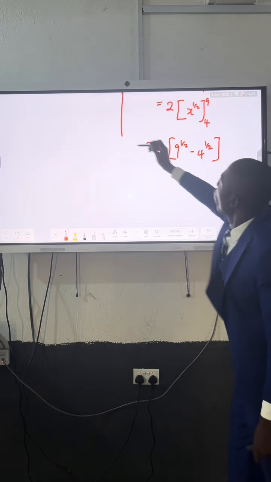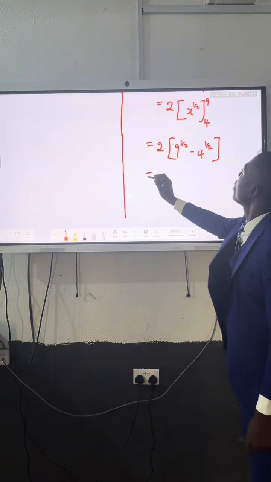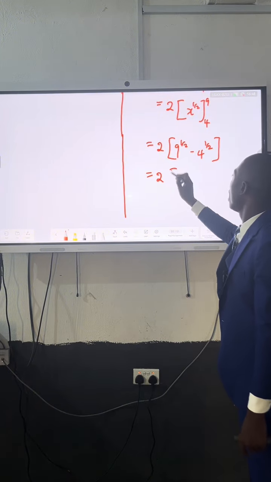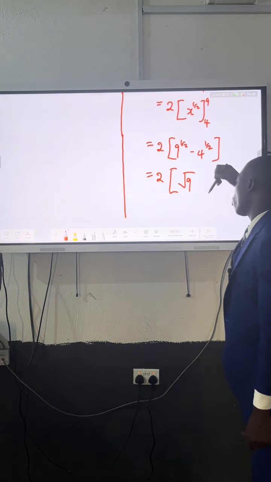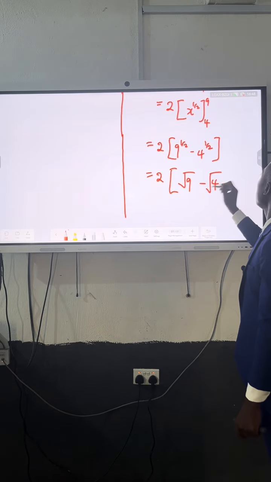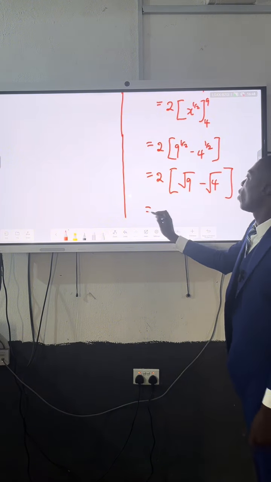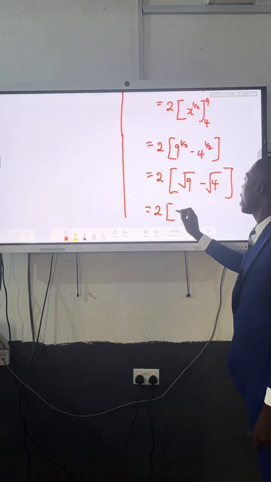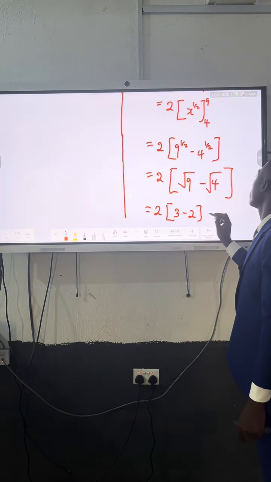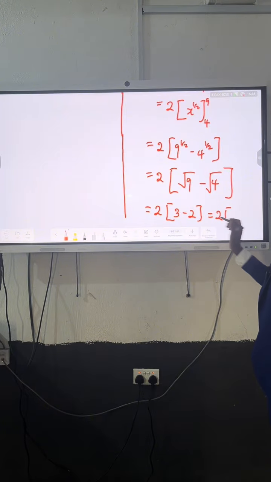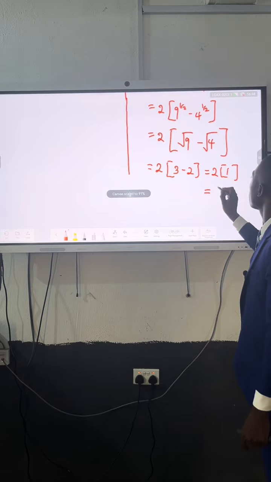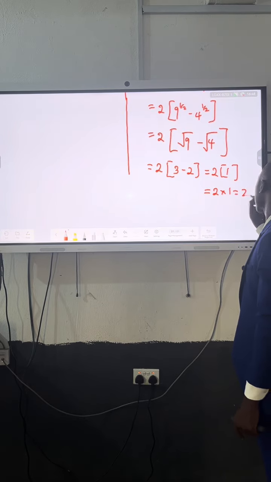Now we're almost done. Just follow. This one means square root of 9, because anything raised to the power 1 over 2 means square root of that. So we have 2 times the square root of 9, minus the square root of 4. The square root of 9 is 3. Square root of 4 is what? 2. Yes. So this will give us 2 times 3 minus 2, which is 1. So finally, the answer to this question is 2 times 1, which is 2.